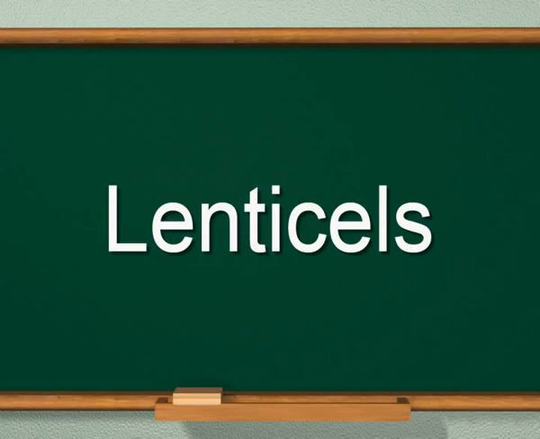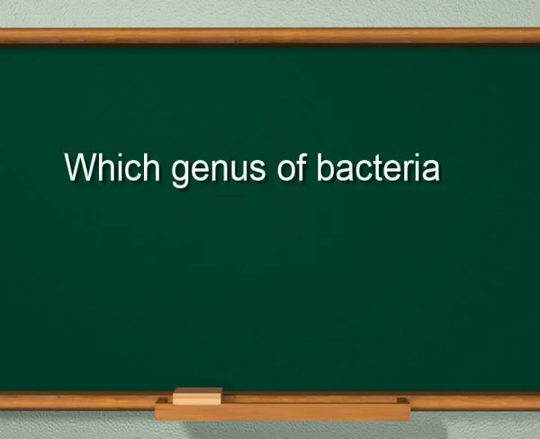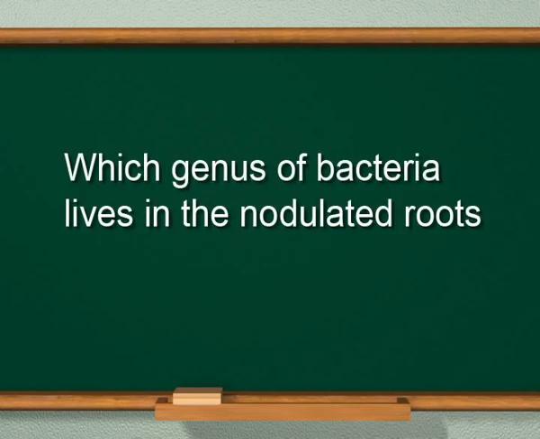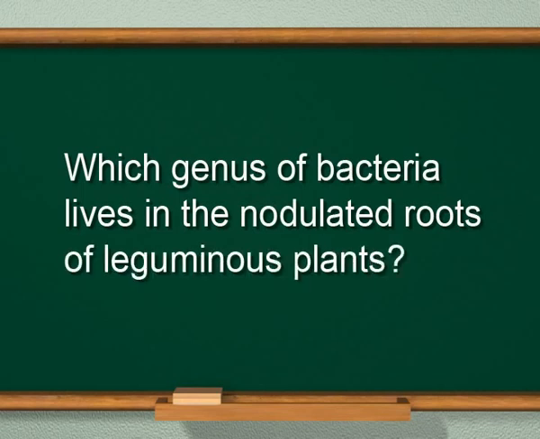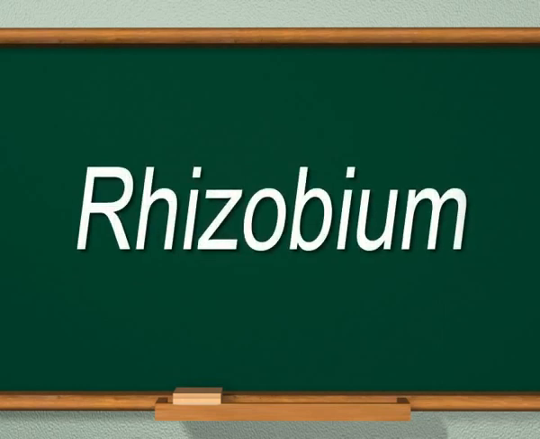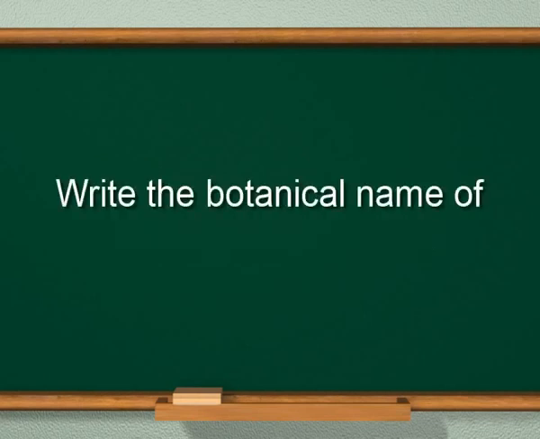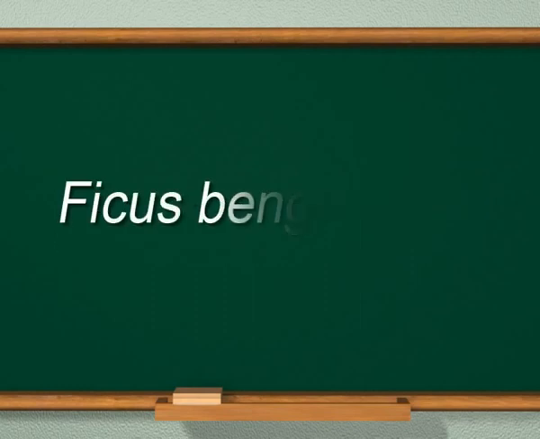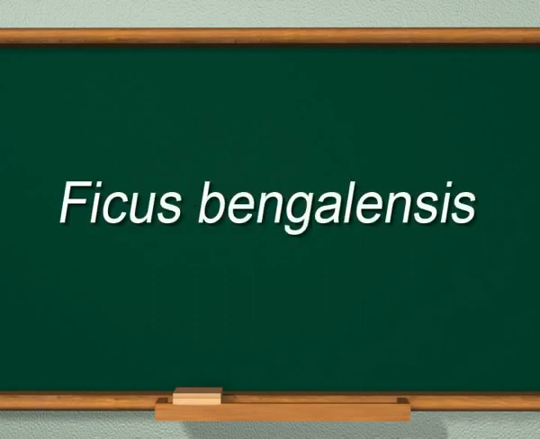The next question is, which genus of bacteria lives in the nodulated roots of leguminous plants? The answer is, Rhizobium lives in the nodulated roots of the leguminous plants. The next question is, write the botanical name of banyan tree. Answer, Ficus bengalensis is the botanical name of banyan tree.